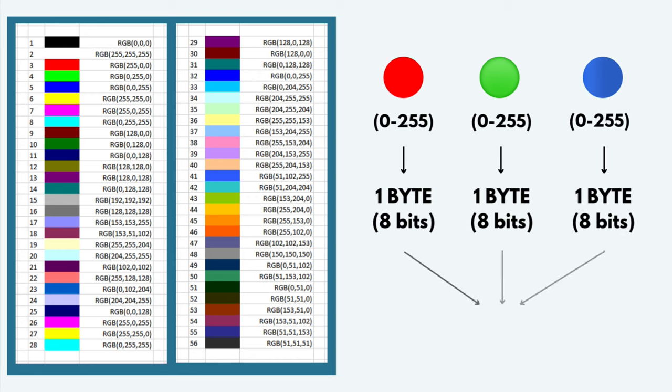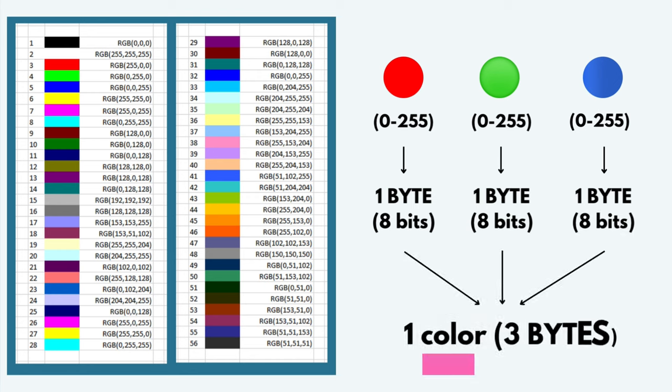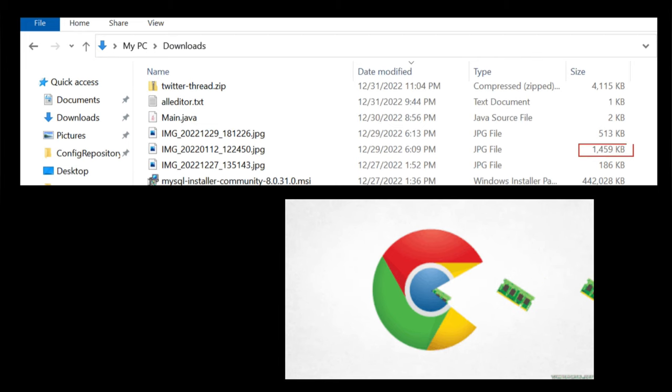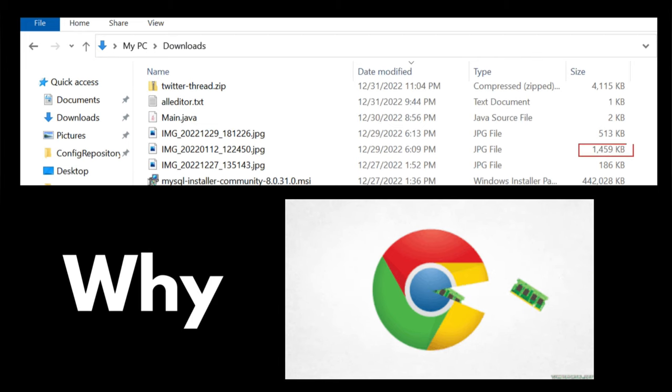So clearly we can state that each color is equal to 3 bytes, that is red 1 byte, green 1 byte, blue 1 byte. So this tells us that each color should have a capacity of 3 bytes. So this answers the previous question that we have asked earlier in the video. Why does an image need some storage or a space to store that image?